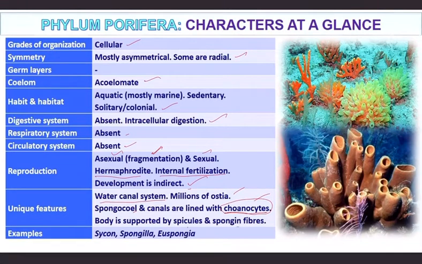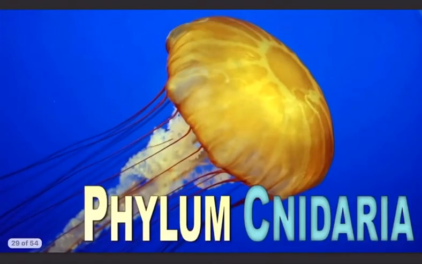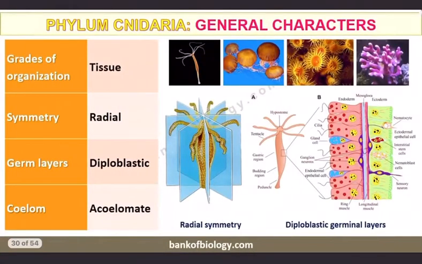What are the unique features? Presence of water canal system, and millions of ostia, spongiocele canals lined with choanocytes. Remember this word choanocytes, you must remember it, don't forget that. And the body is supported by spicules or spongin fibers. Examples, you can remember that.